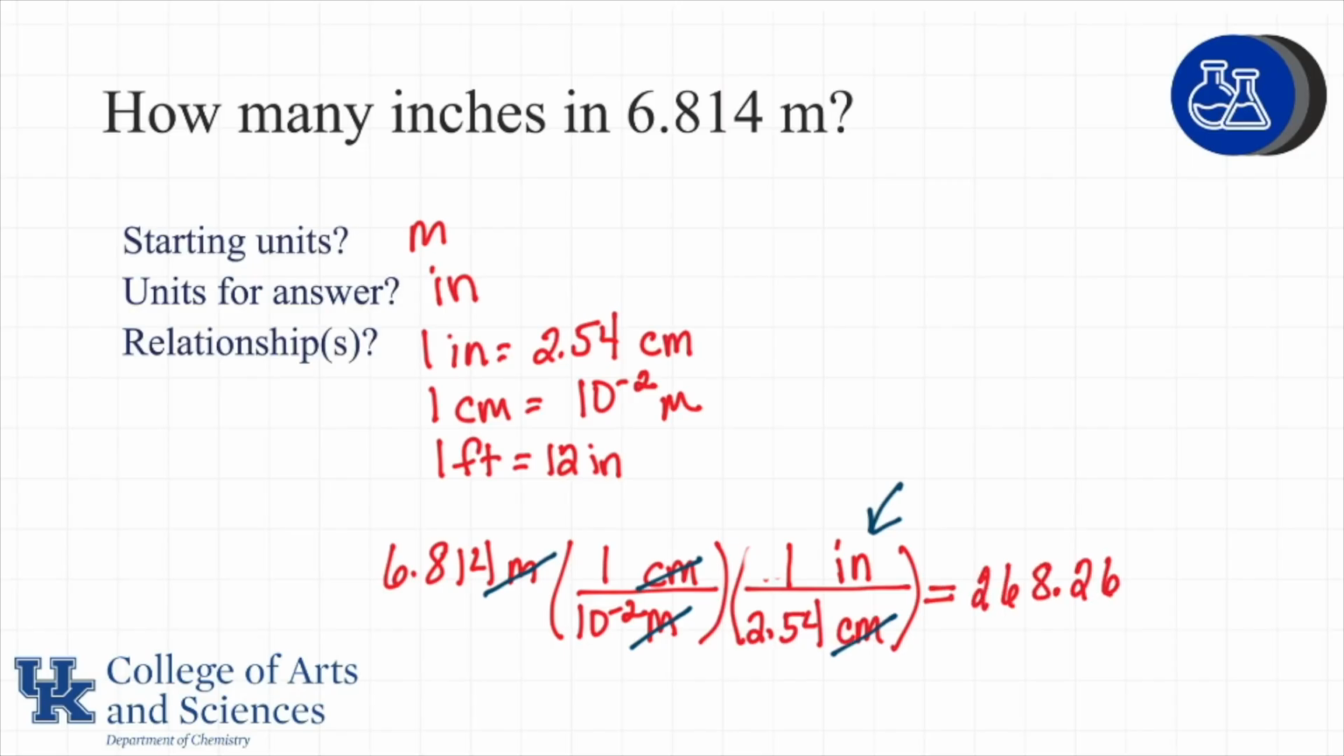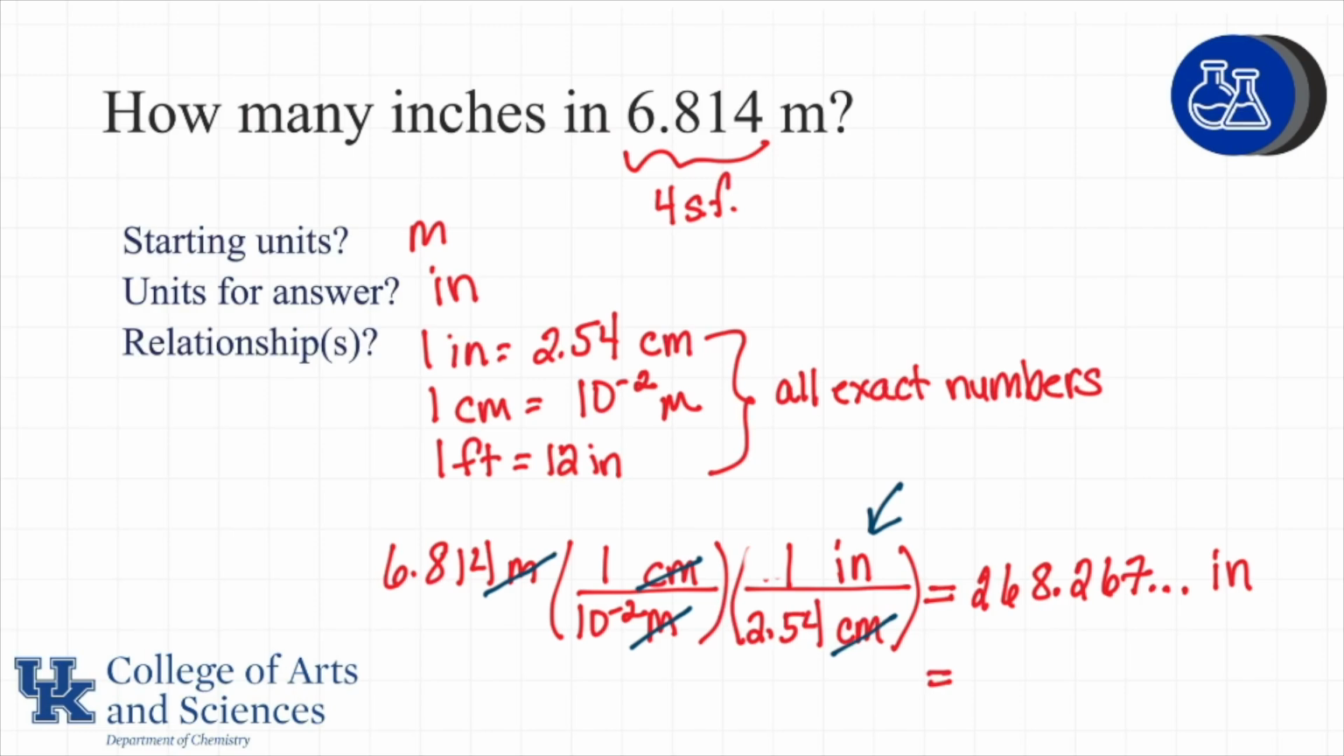Now, we solve our problem and we get this big long number with lots of decimal places in inches. I need to go back and figure out how many sig figs I need in my answer. So I see I have 4 sig figs in the 6.814. All of these other values are exact numbers. Those are definitions of those units. So we don't look at any of those when dealing with the number of sig figs. So I round this to 4 sig figs, and I get 268.3 inches.